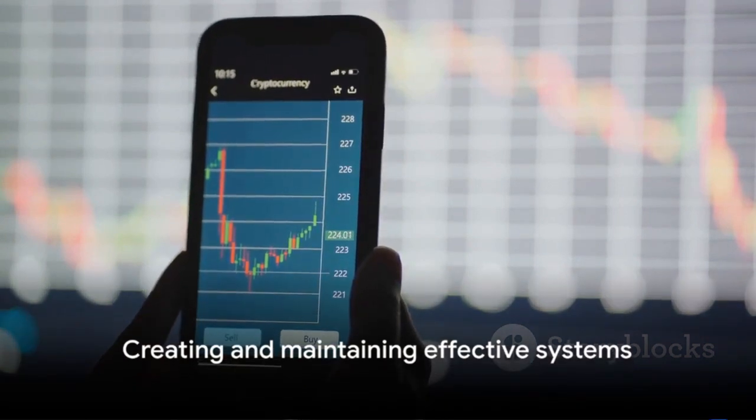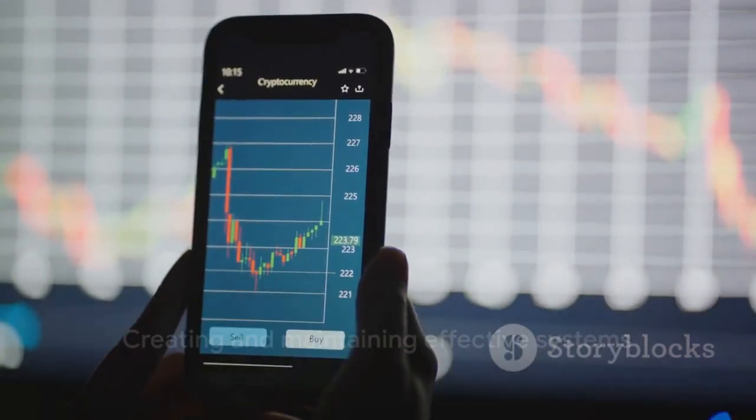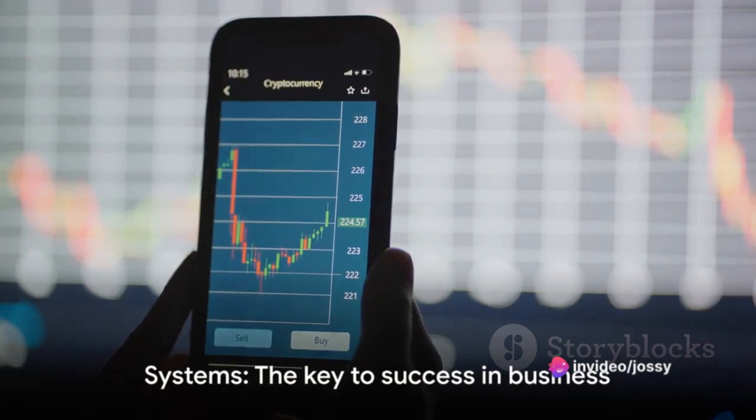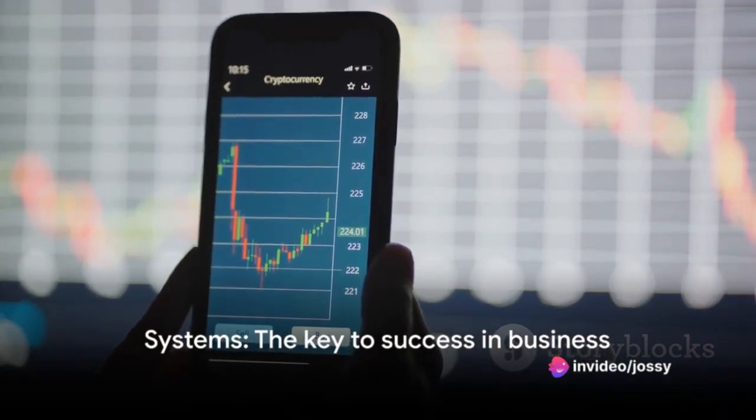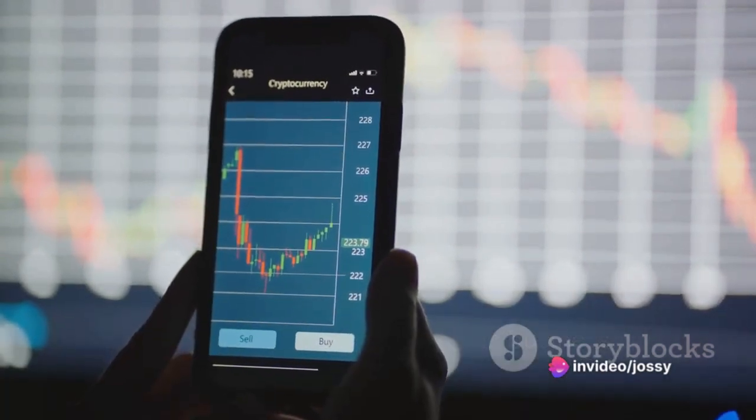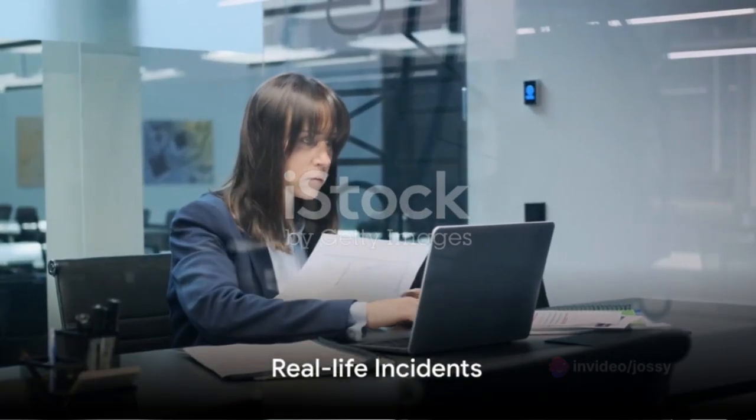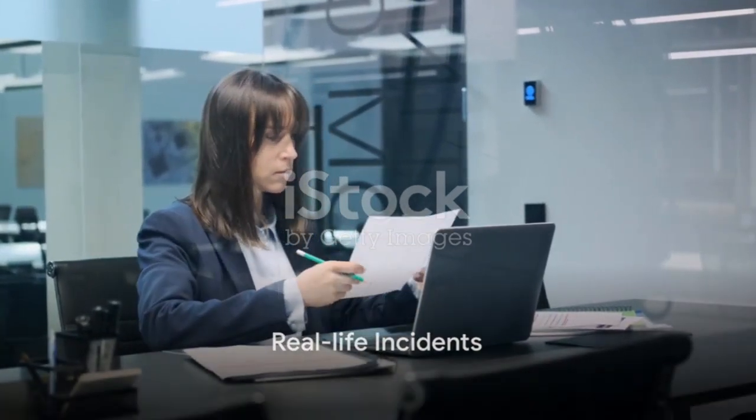It's not just about creating a system, but also about maintaining and improving it over time. The ability to create effective systems is what separates the big business owners and investors from the rest. Let's delve into the real world to see how these principles are applied.